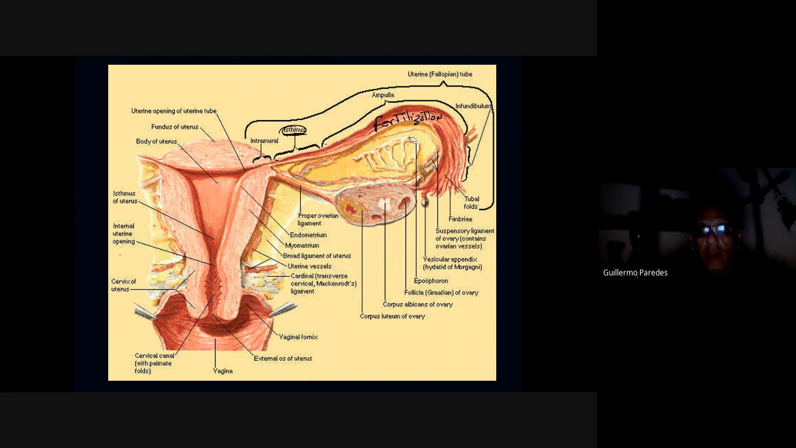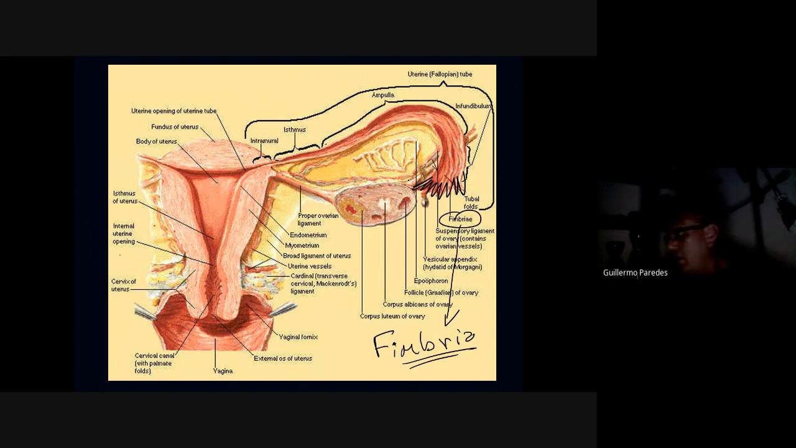So we are going to talk about that in a few moments. All right, that is about the fallopian tube. Now here, can you see these things like fingers? It's called the fimbria. I'm going to write it down here. Fimbria. Fimbriae is another term in Latin, you can write it down. Fimbria is the same.